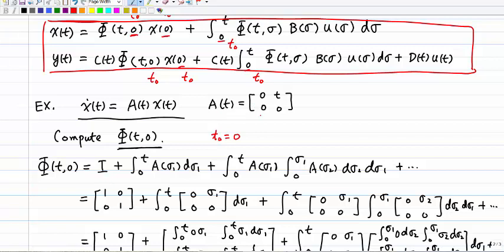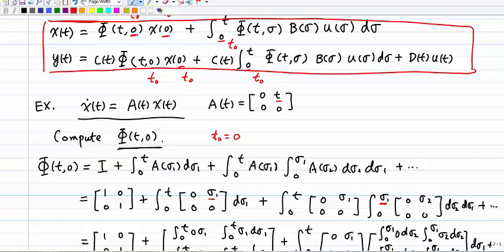Because A is a 2 by 2 matrix, the identity is just a 2 by 2 matrix, the same size as A. So it's [1 0; 0 1]. The second term, as I mentioned in the previous example, is the integration from 0 to t of [0 0; sigma 1 0], so I just have to replace t by sigma 1, then integrate over sigma 1. The third term will be the integration from 0 to t of [0 0; sigma 1 0] times the integration from 0 to sigma 1 of [0 0; sigma 2 0] d sigma 2 d sigma 1, and so on.